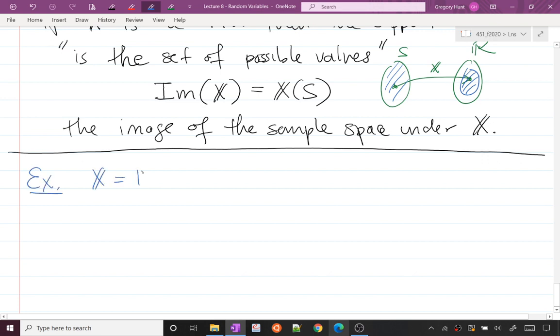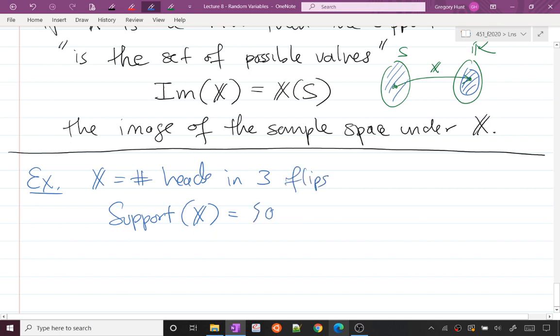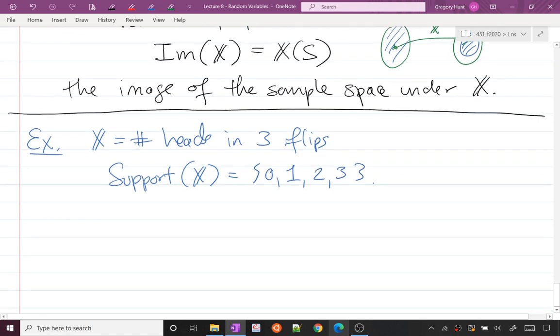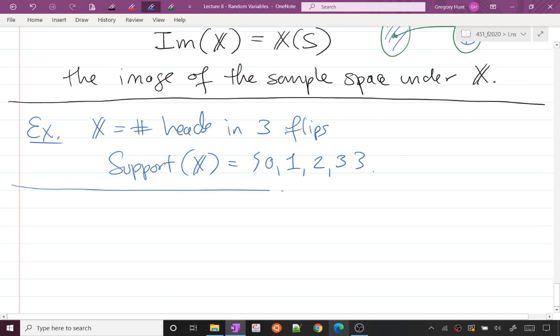Again, X is the number of heads. I can't get all real numbers with the number of heads, right? What are my possibilities? The support of X, again the number of heads in 3 flips, I can get 0, 1, 2, or 3. It's just a notation for talking about the possible outcomes. We call that in probability the support.